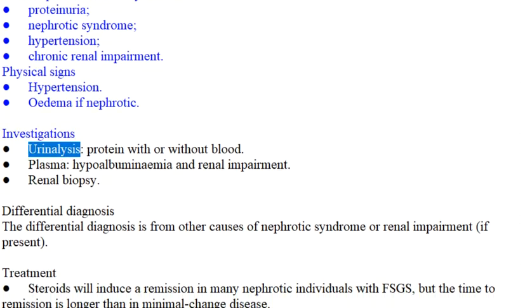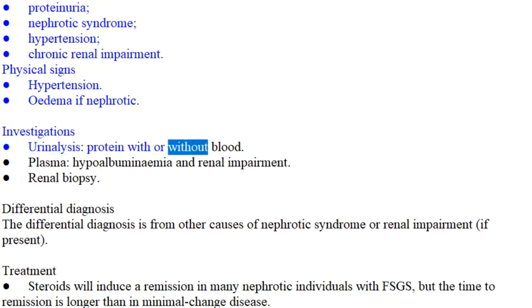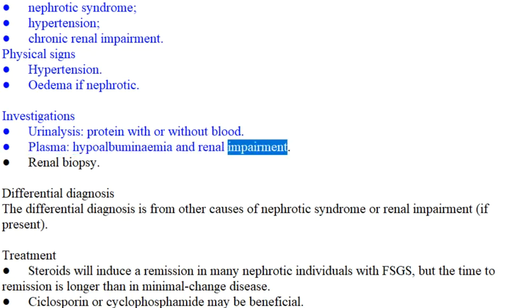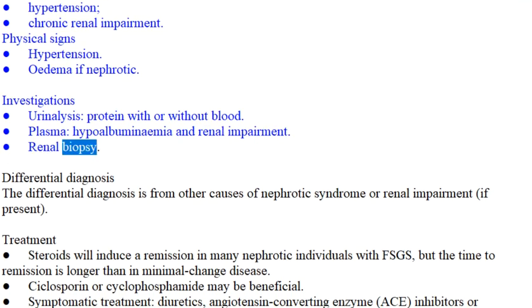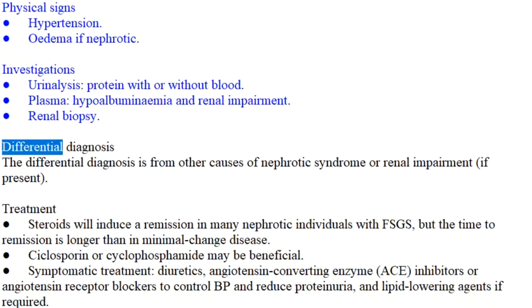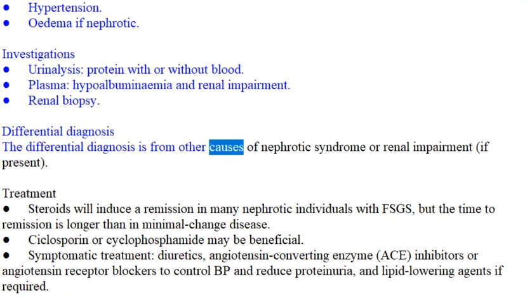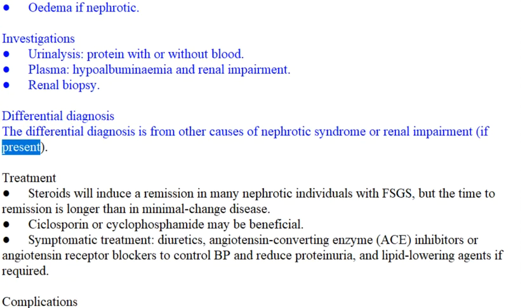Investigations. Urinalysis, protein with or without blood. Plasma, hypoalbuminemia and renal impairment. Renal biopsy. Differential diagnosis. The differential diagnosis is from other causes of nephrotic syndrome or renal impairment, if present.